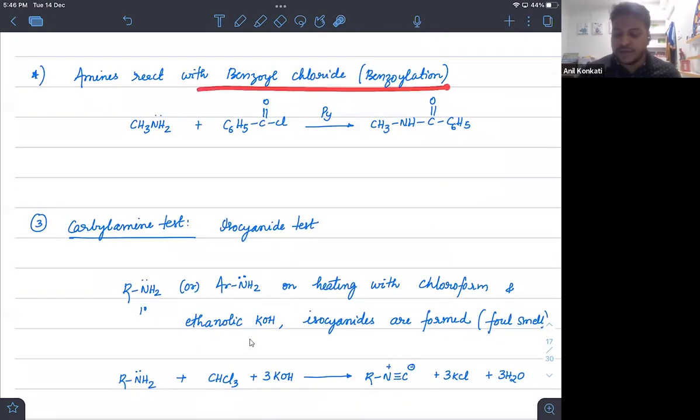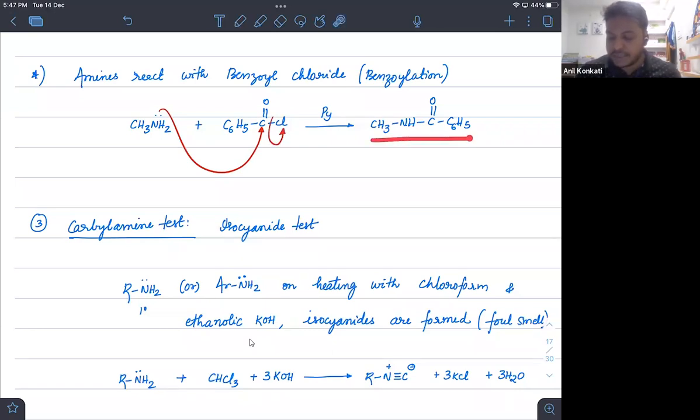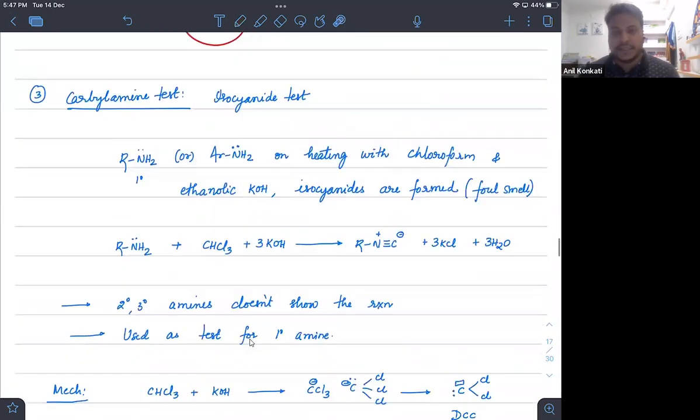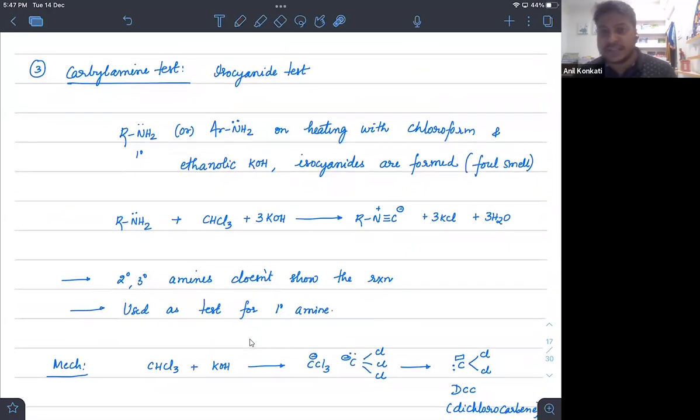Amines react with benzoyl chloride also. Like here, ammonia or aniline will attack here, removing Cl, and we will get this methyl substituted benzenamide. Okay. Now, chemical reactions are more like tests when it comes to anilines, beta. Okay, we learn it as tests.